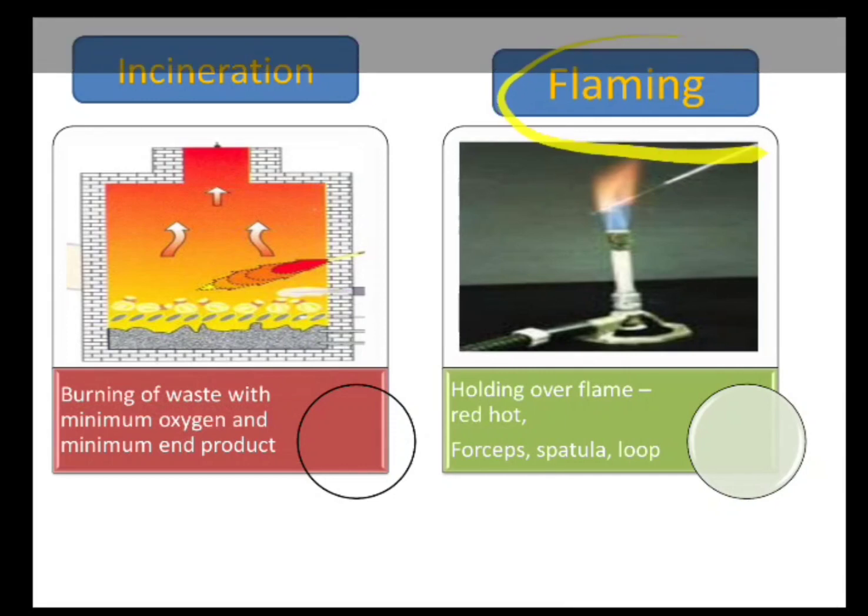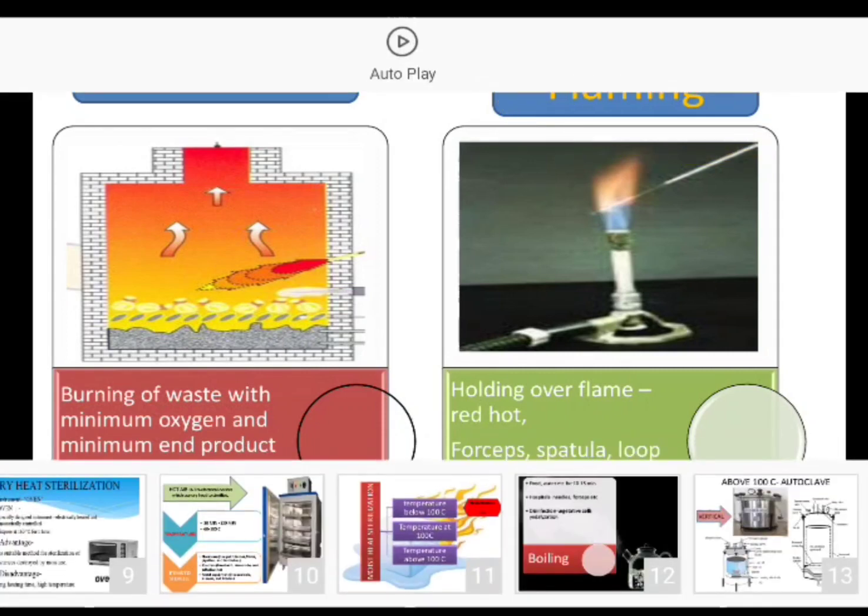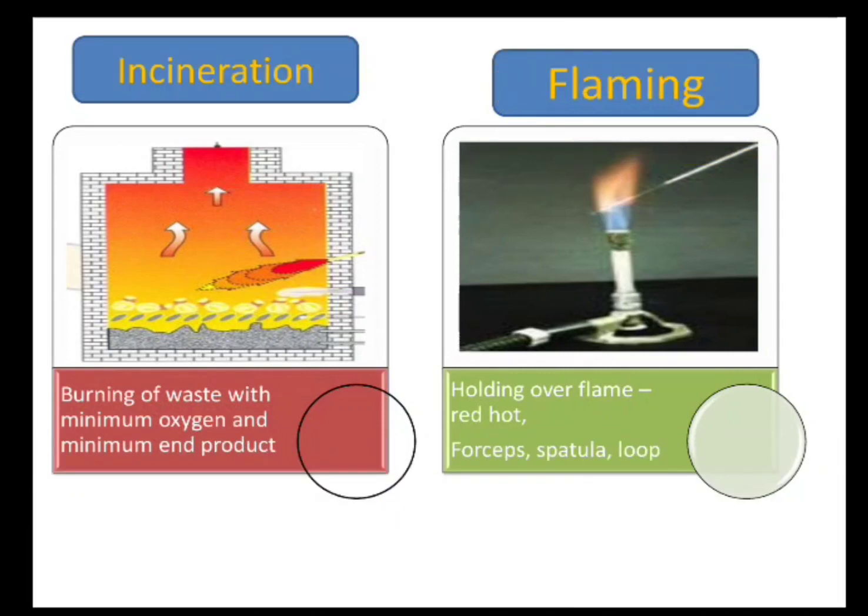Another method of incineration is flaming. Here, you subject the substance directly to the flame. Where do you do this? Your inoculation loop. You show the inoculation loop directly to the flame until it is red hot, which means the microorganisms are completely eliminated, and then you cool it and immediately you use it. Here you are not getting any end product, but the substance itself you are directly incinerating, so that it's quick sterilization.